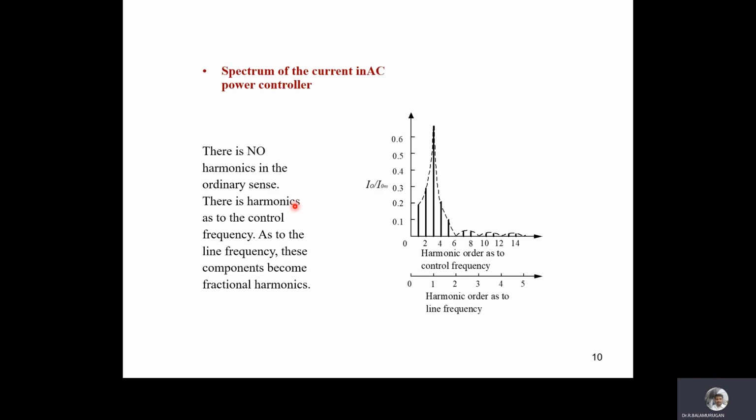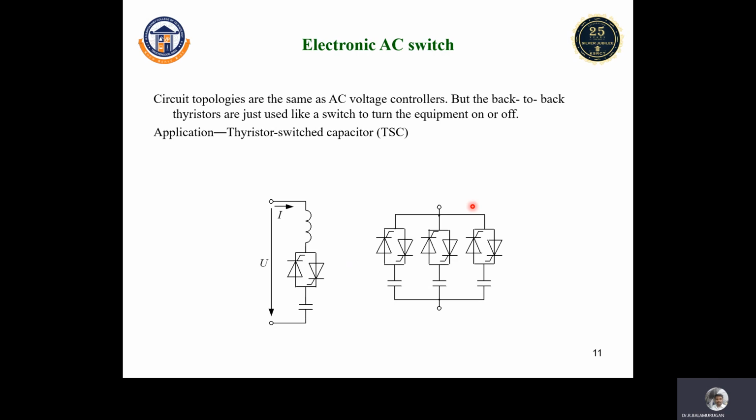So the spectrum of current in the AC power controller. You can see the spectrum. This is the harmonic spectrum which can be observed in this AC voltage controller. So next, electronic AC switch. What is an electronic AC switch?